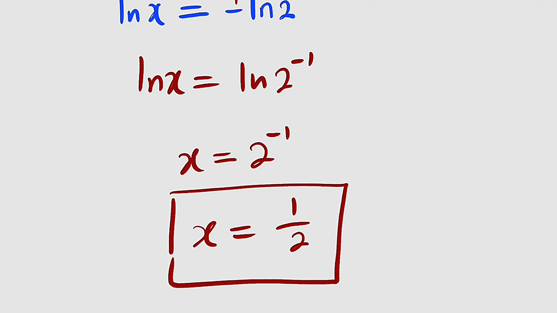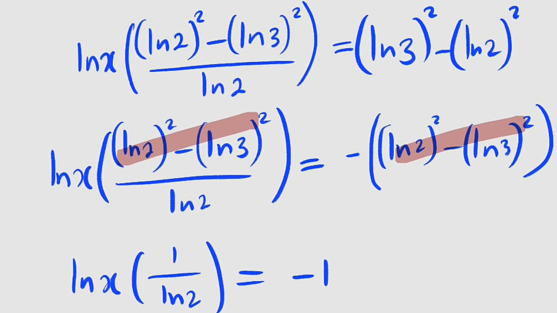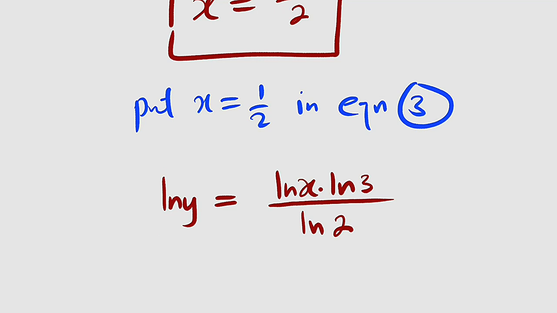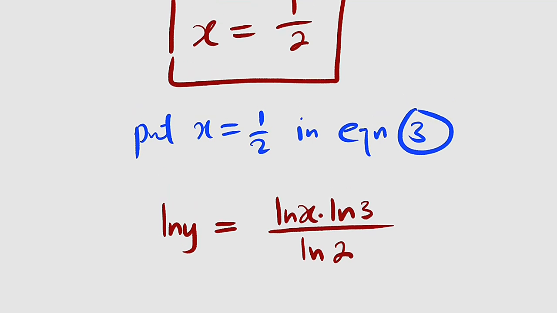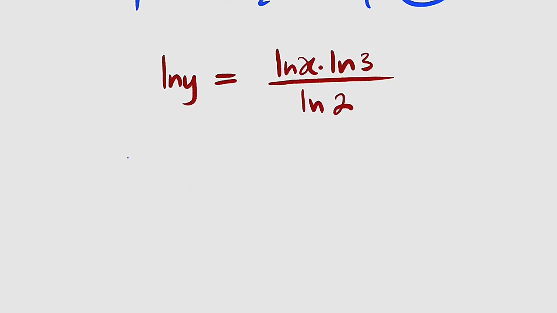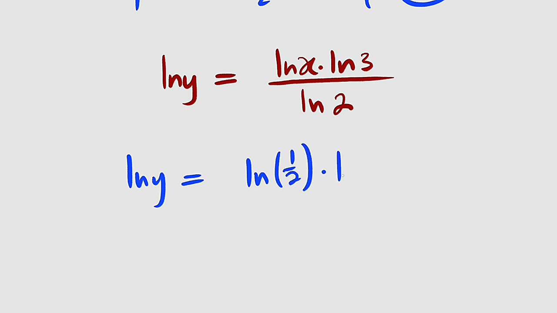This is the value of x. But we need to find the value of y from equation number 3. This is our equation number 3. Let me just copy that. And this is our equation number 3. Wherever we have x, we are going to replace it with 1 divided by 2. So this is ln y equal to ln x, which is what? 1 divided by 2 multiplied by ln 3 divided by ln 2.